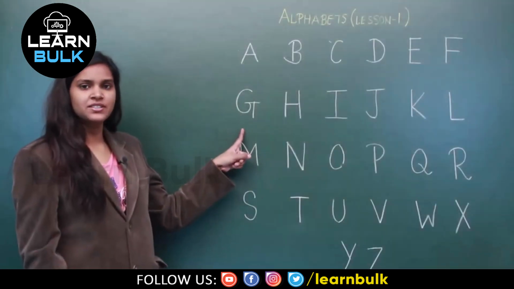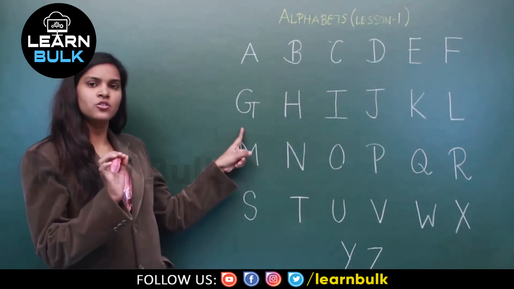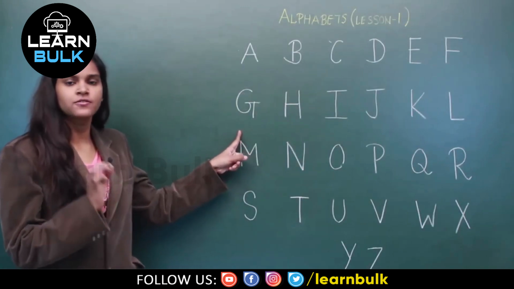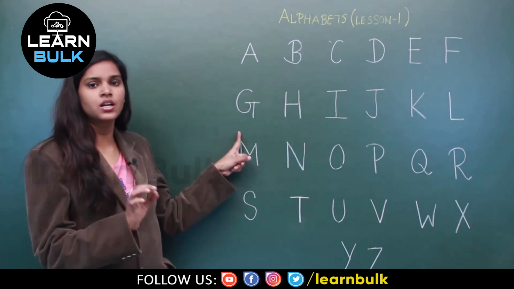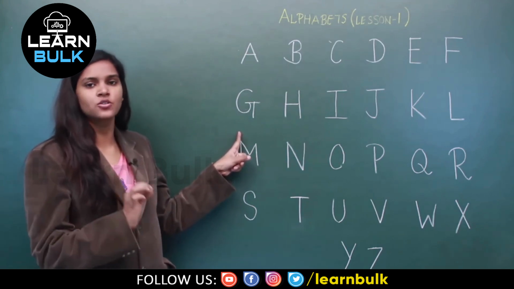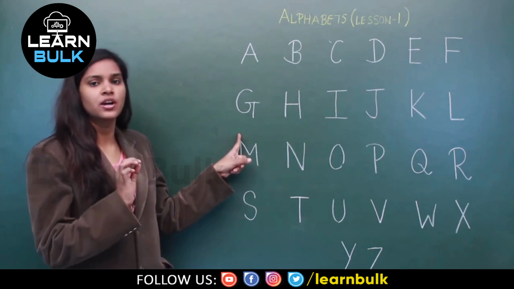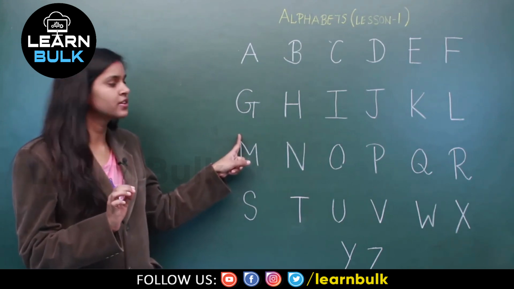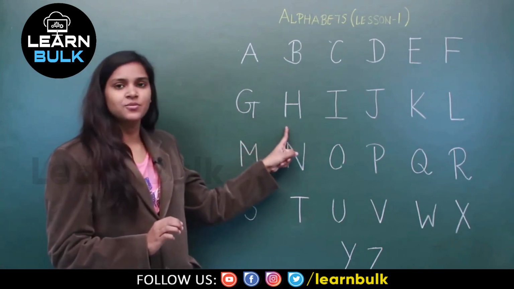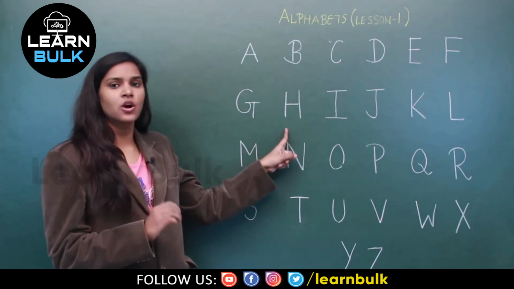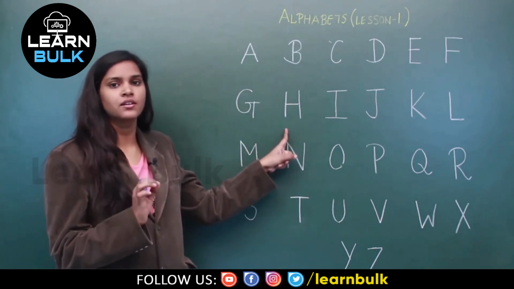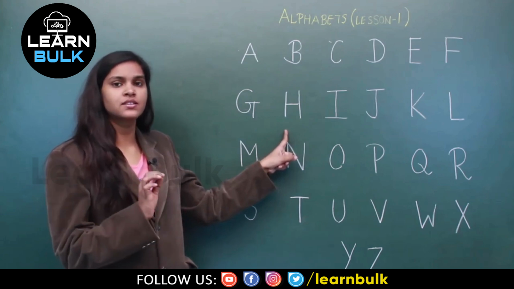The next alphabet is G. This also has two sounds. The first sound that it makes is G and the next sound that it makes is J as in giraffe. Next alphabet is H and the sound that it makes is H.